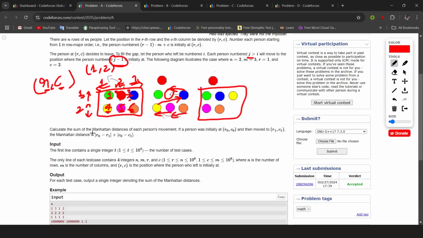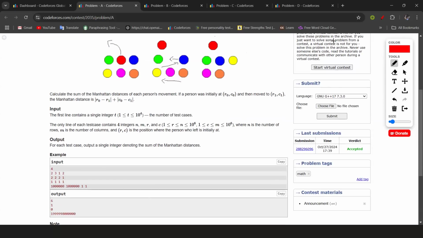We need to find the sum of Manhattan distances of each person's movement. Manhattan distance is defined as follows: if this person is moving from here to here, the Manhattan distance is just the difference in the x coordinate plus the difference in the y coordinate, that is, r naught minus r1 plus c naught minus c1. So if a person moves here, this plus this much would be the Manhattan distance of these two positions. I hope you understand. So we need to find the sum of Manhattan distances for all the persons. Let's go there and understand it more clearly.